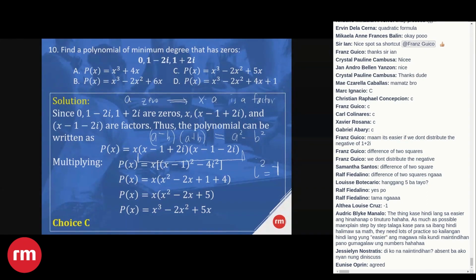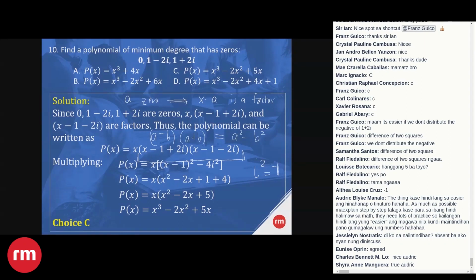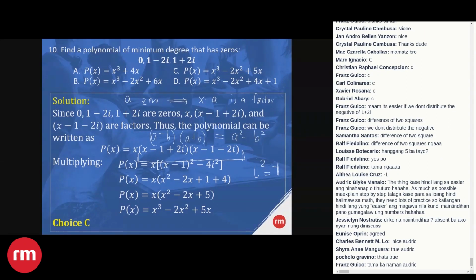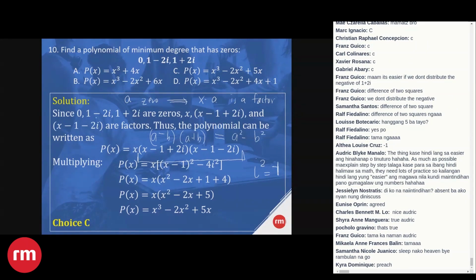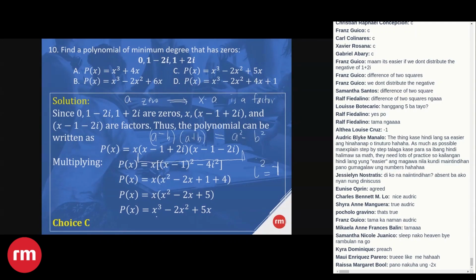Okay, so ang idea lang dito, class, ay paggamit ng factor theorem. That is, if you have a 0, how can you get the corresponding factor? So you simply just x minus the 0. So yun lang. That's why here you have x, kasi x minus 0, then x minus 1 plus 2i, corresponding to 1 minus 2i. And x minus 1 minus 2i corresponding to 1 plus 2i. Okay, and after getting all these factors, just multiply them. And you can do FOIL method here, but ang pinakamadali ay difference of two squares. So that's why we got x squared minus 2x plus 5 for the product of the two trinomials. Then finally, i-multiply natin to sa x. So that's why we got x cubed minus 2x squared plus 5x.